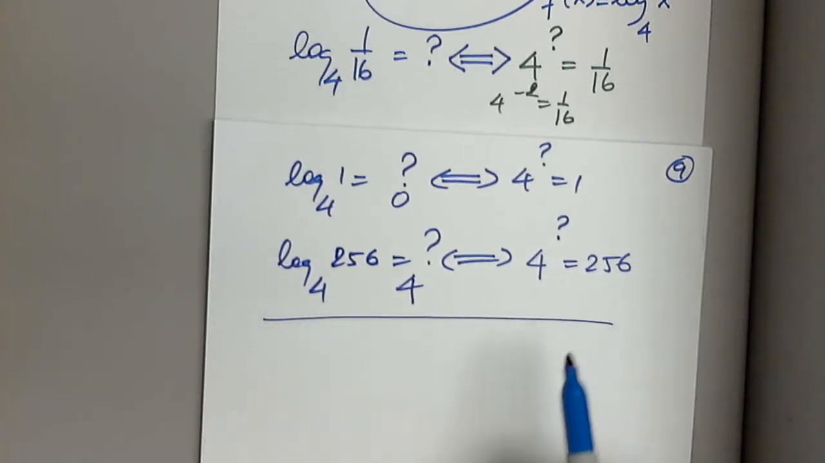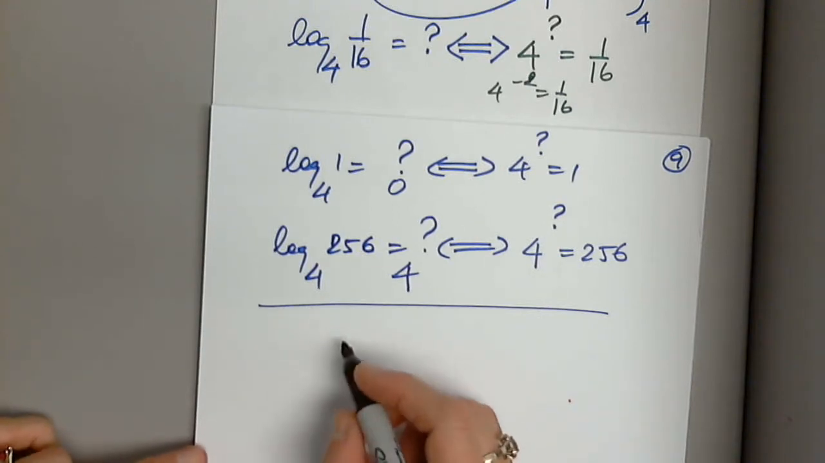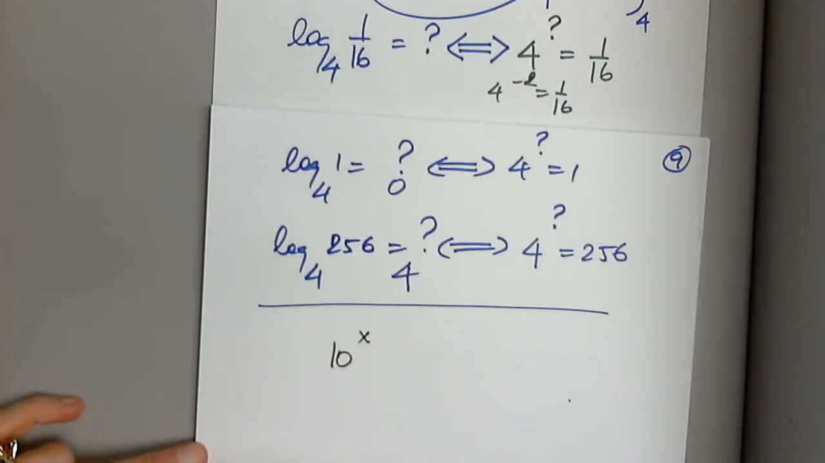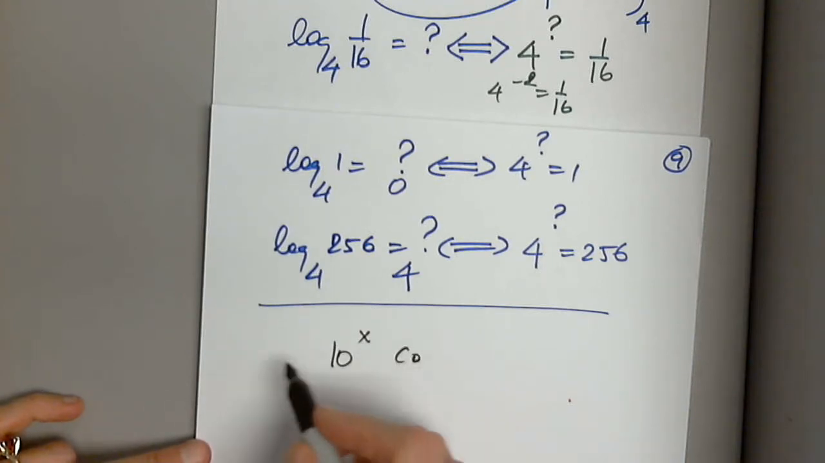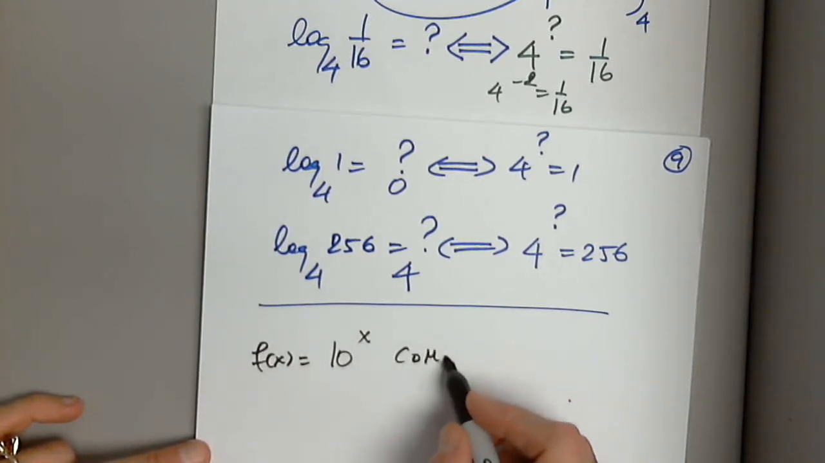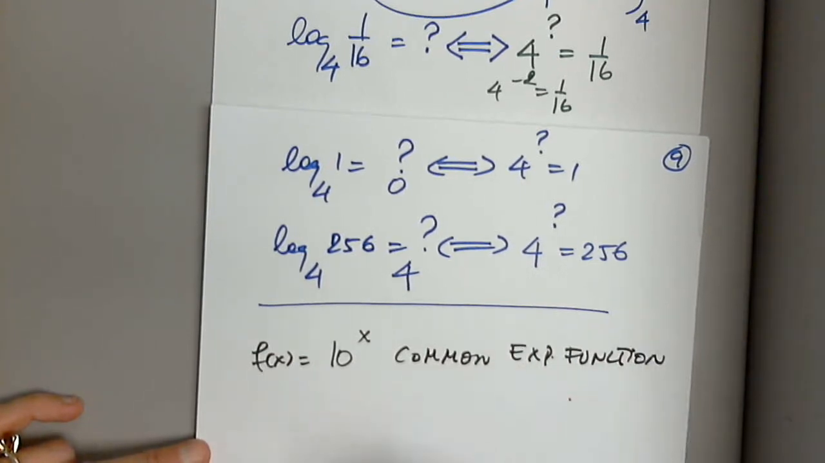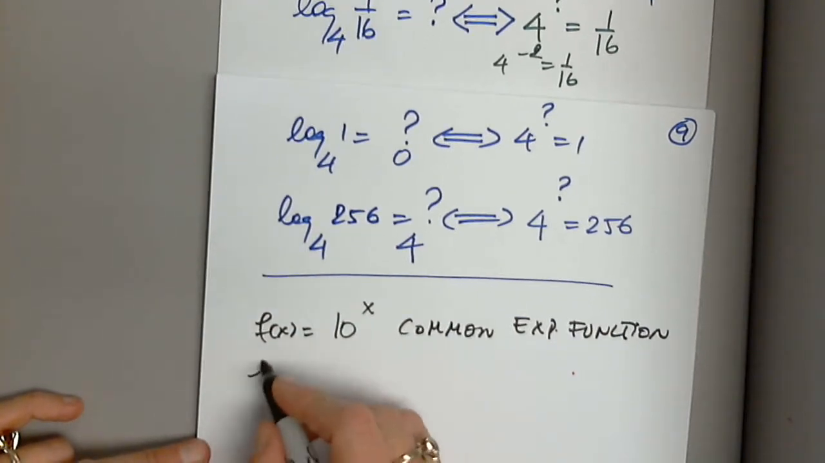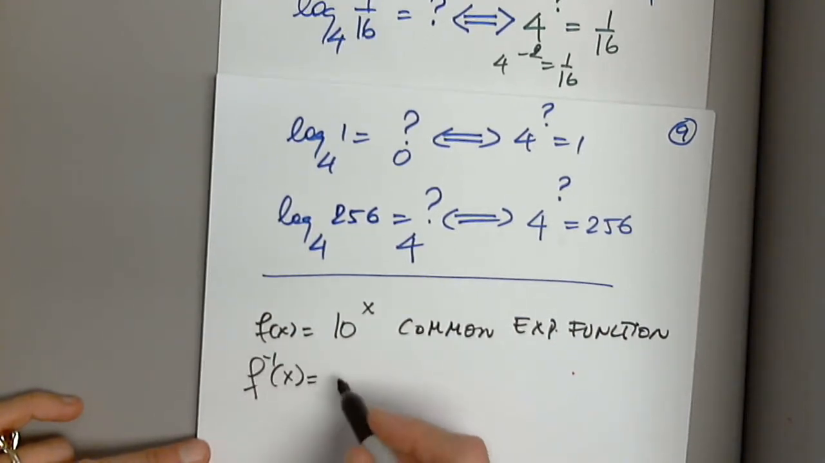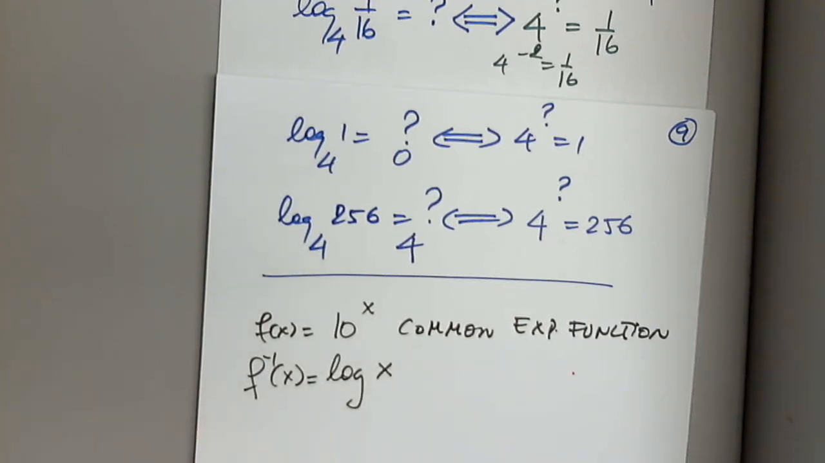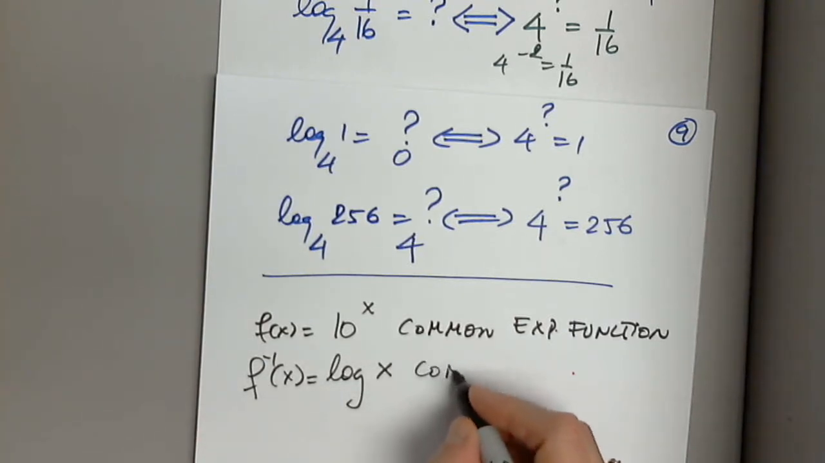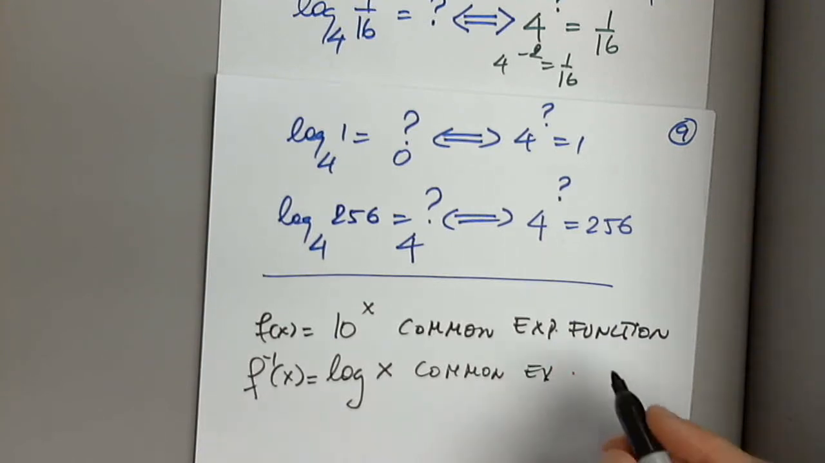So now let's look at, I will not forget to go back and determine that algebraically, x and y intercepts, but 10 to the x is the common, so this is f of x, 10 to the x, common exponential function. Corresponding to this, f inverse will be log x. And this is common log function.